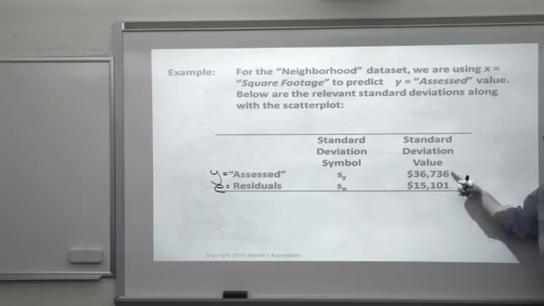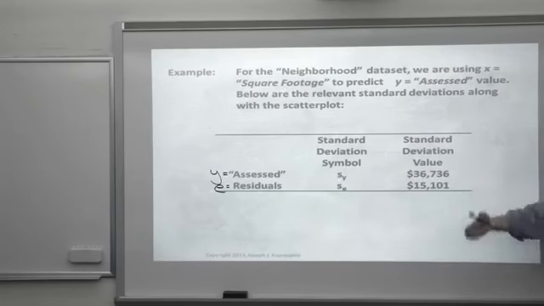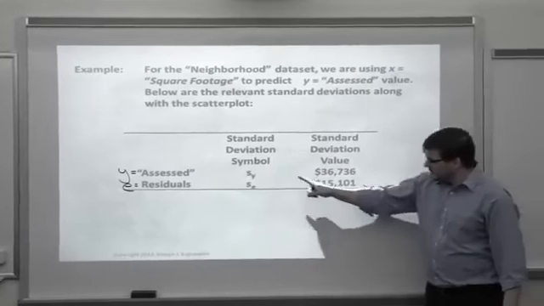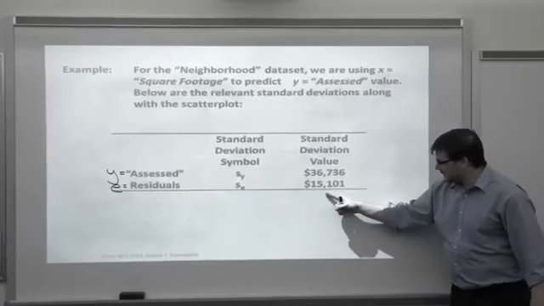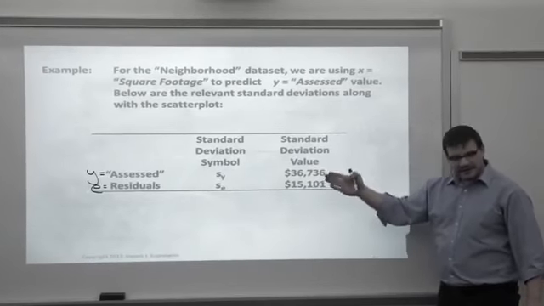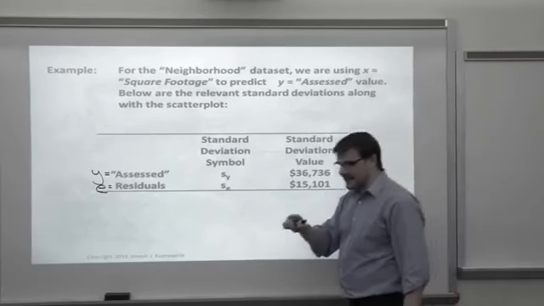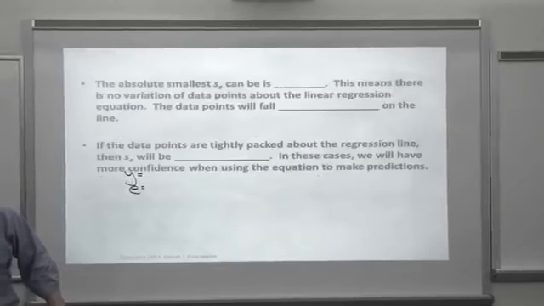Standard deviation for Y, 36,736. This is the total amount of variation in all the houses when I'm looking at assessed value. Whole scatter plot. Standard deviation of the errors, S sub E, 15,000. This is the amount of variation just about the line. We'll go back to the previous slide.